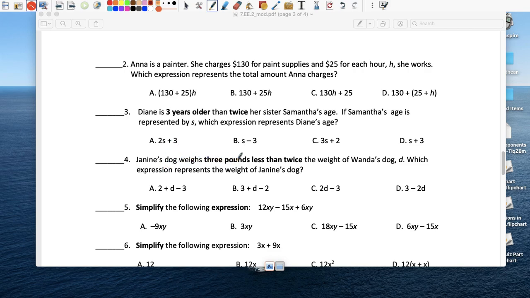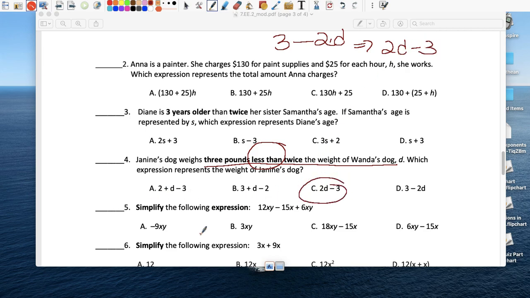Janine's dog weighs 3 pounds less than twice the weight of Wanda's dog. So literally translated in order: 3 is 3, less than is subtraction, twice is 2 times, and dog D. But less than is a turnaround, so that actually becomes 2D minus 3. And do we have that? Yeah, right here.